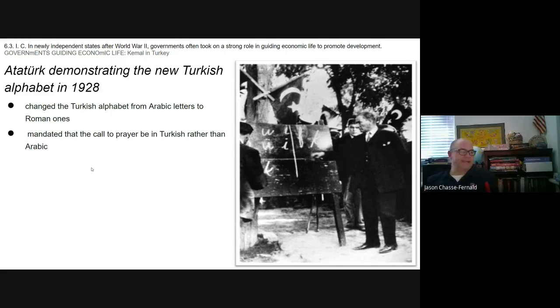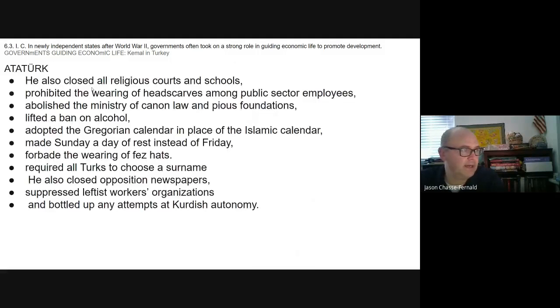It mandates the call to prayer to be in Turkish rather than in Arabic. So he's not making Turkish language required inside the mosque, but outside the mosque, it becomes a requirement. All right. Closes all religious courts and schools. That'd be a good number 4 for you on your list.